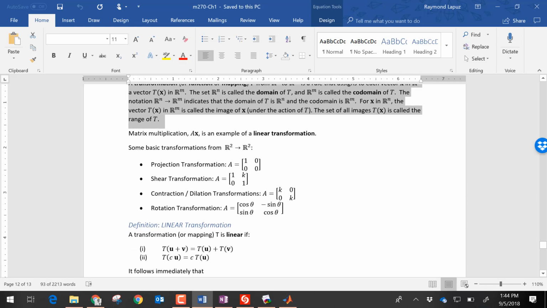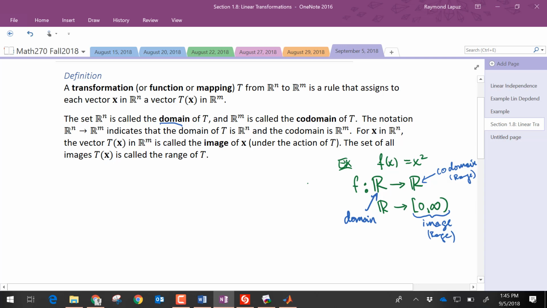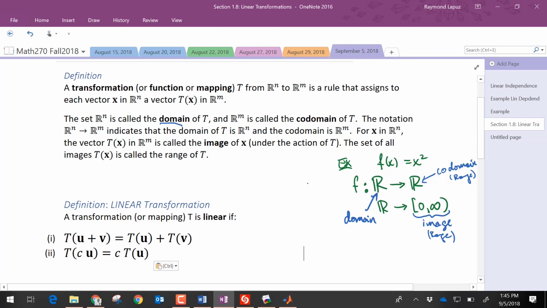Let's do a linear transformation first, and then we'll talk about some of the examples. What makes it linear is that it follows two main properties. It's additive and has the scalar multiple property. So the transformation, if we call T our transformation, that's like F back in pre-calculus days. This time, since we're calling it a transformation, we'll call it T.